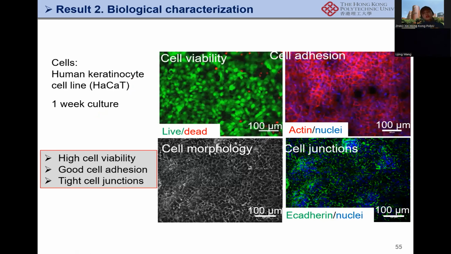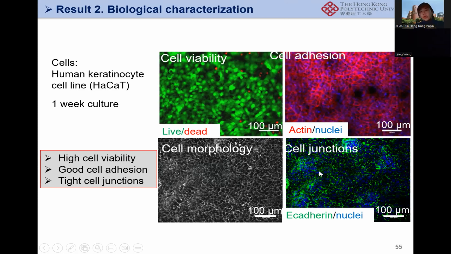And then we examine the biological properties of the materials. So what we do is we seed the keratinocytes on top of the materials, and we can see that most of the cells are alive. As you can see, most of the cells are green, and we can also see that the cells can adhere well on top of the materials.